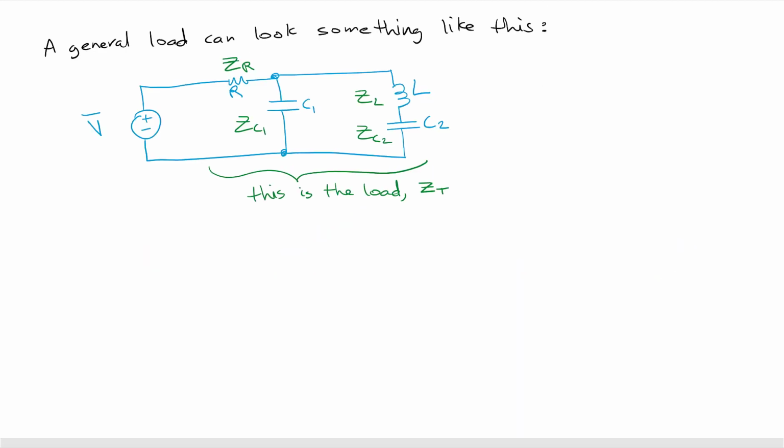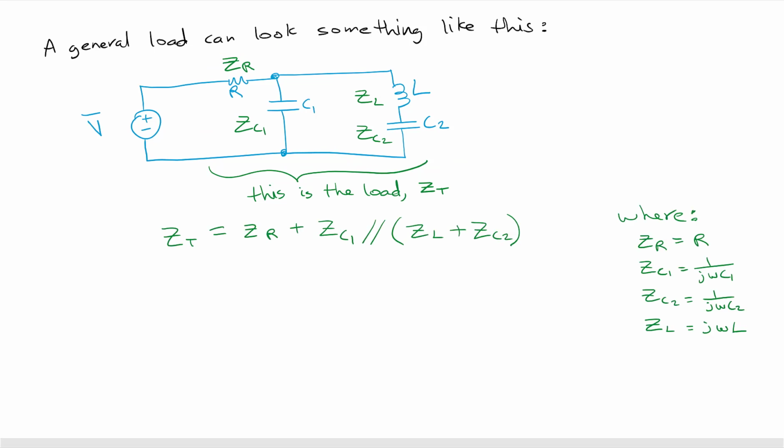Now we can see a general load. So the circuit circled is a load, and we're calling that ZT, so it would be the impedance looking in from here as seen by the voltage source. Then we can write that general load as the parallel and series combination of the impedances. So for the resistive component, we have ZR, and it's in series with the parallel combination of ZC1, which is in parallel with ZL and ZC2, which are in series. Okay, so that's an expression for this general load, and the details of each of those impedances is given on the right.